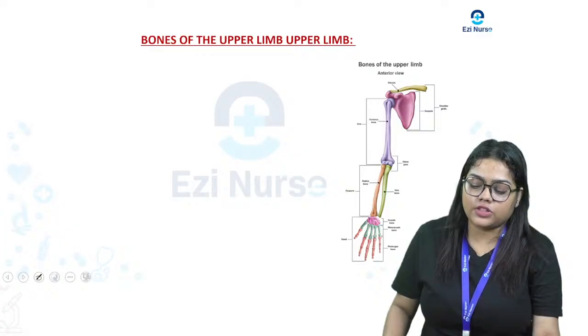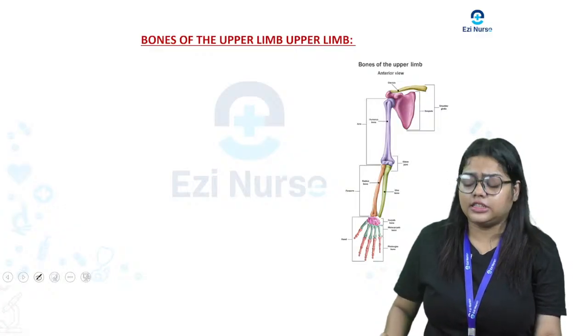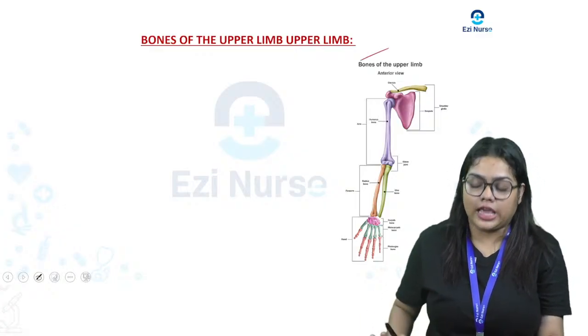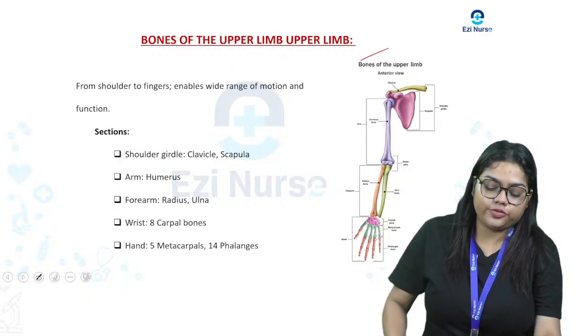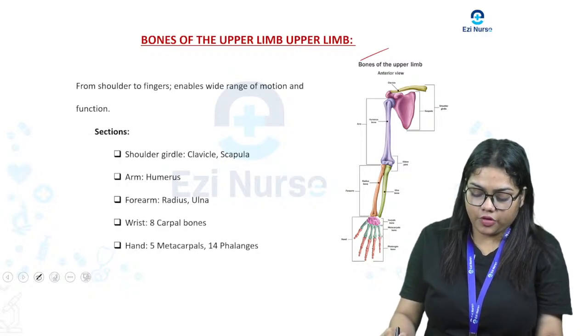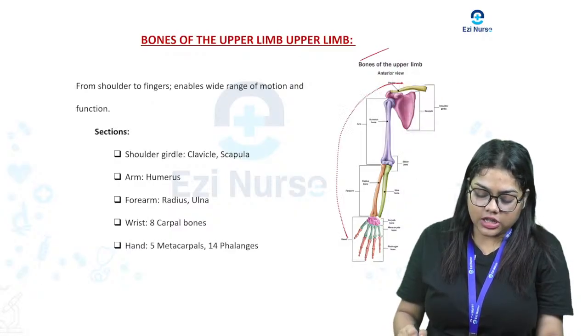Next is bones of the upper limb. These are very important, and this question has come at least 2-3 times, so try to remember it. From the shoulder till the fingers.